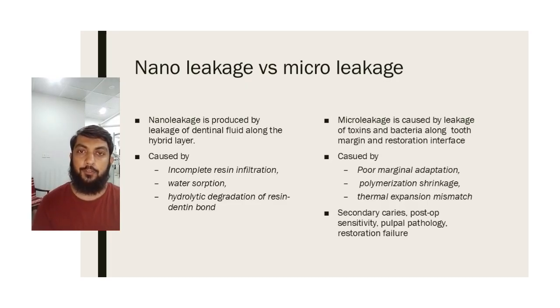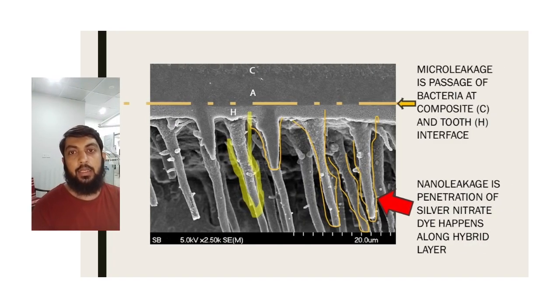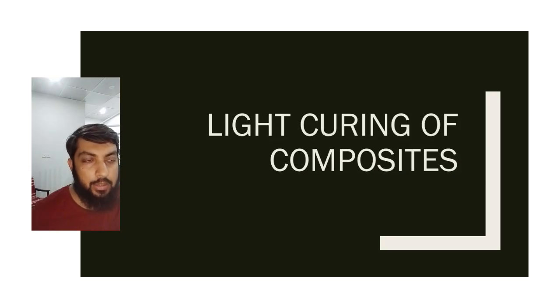Nano leakage was happening further down into the resin tags. As I was telling you before, the micro leakage was happening around the cavity. The nano leakage was happening further down in the resin tags and was caused by hydrolytic degradation of the resin tags. You can see in this diagram what I mean. The dotted yellow line is showing you the composite interface with the resin. This is the micro leakage, and along the resin tags, what is happening is the nano leakage.